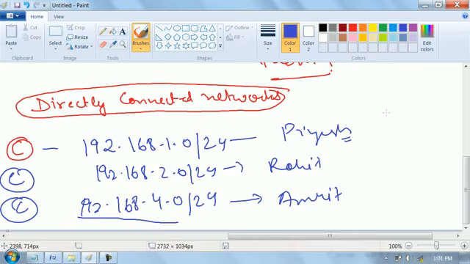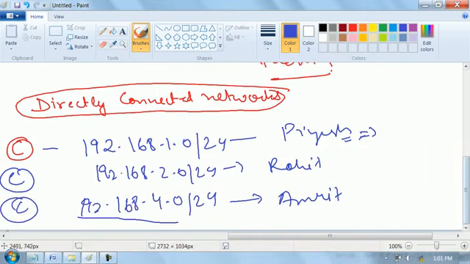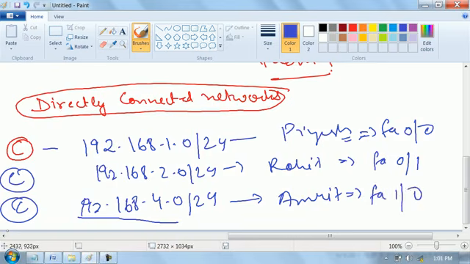Now, what will the router do so that it knows this network is connected to which interface? FA? Any problem? Any issue? Fine.